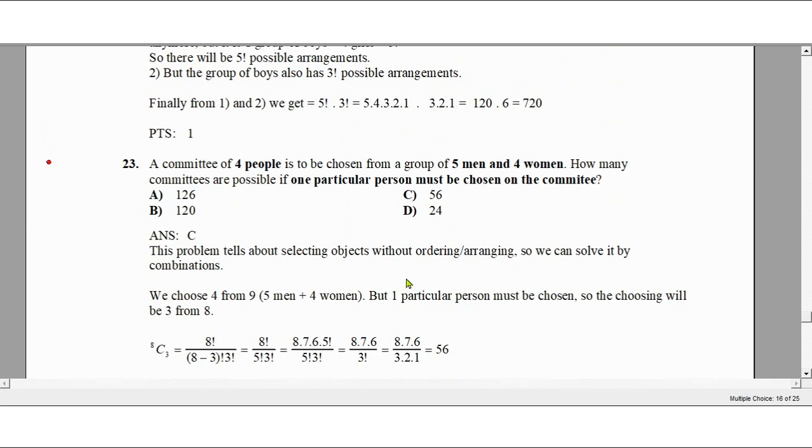A committee of 4 people is to be chosen from a group of 5 men and 4 women. How many committees are possible if one particular person must be chosen on the committee?